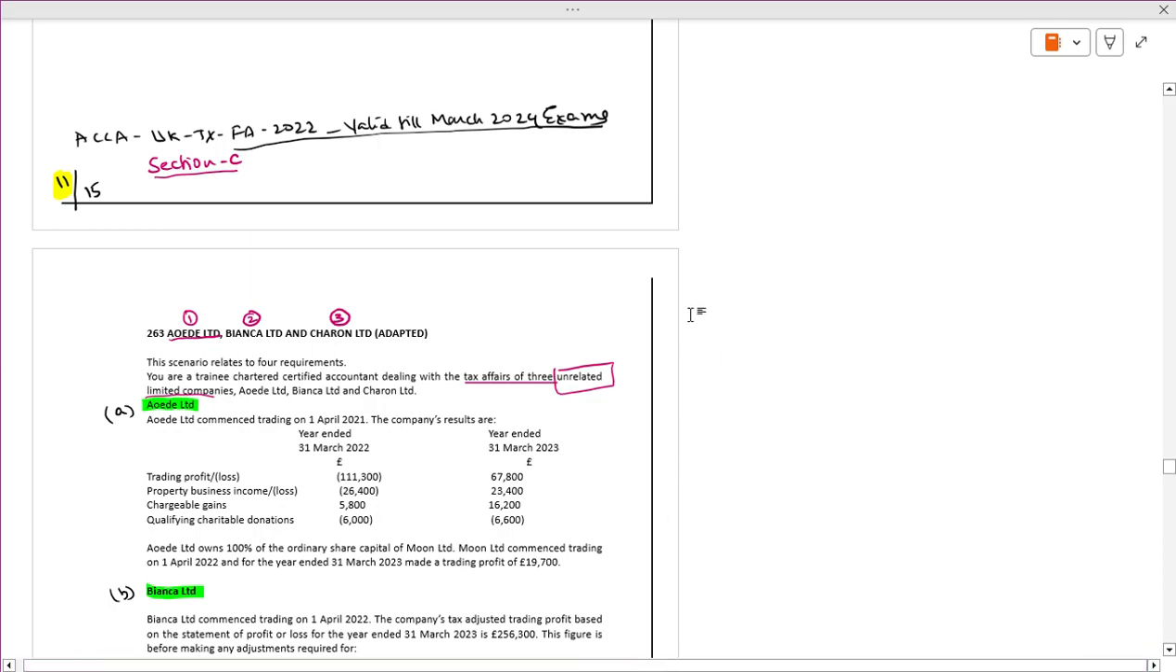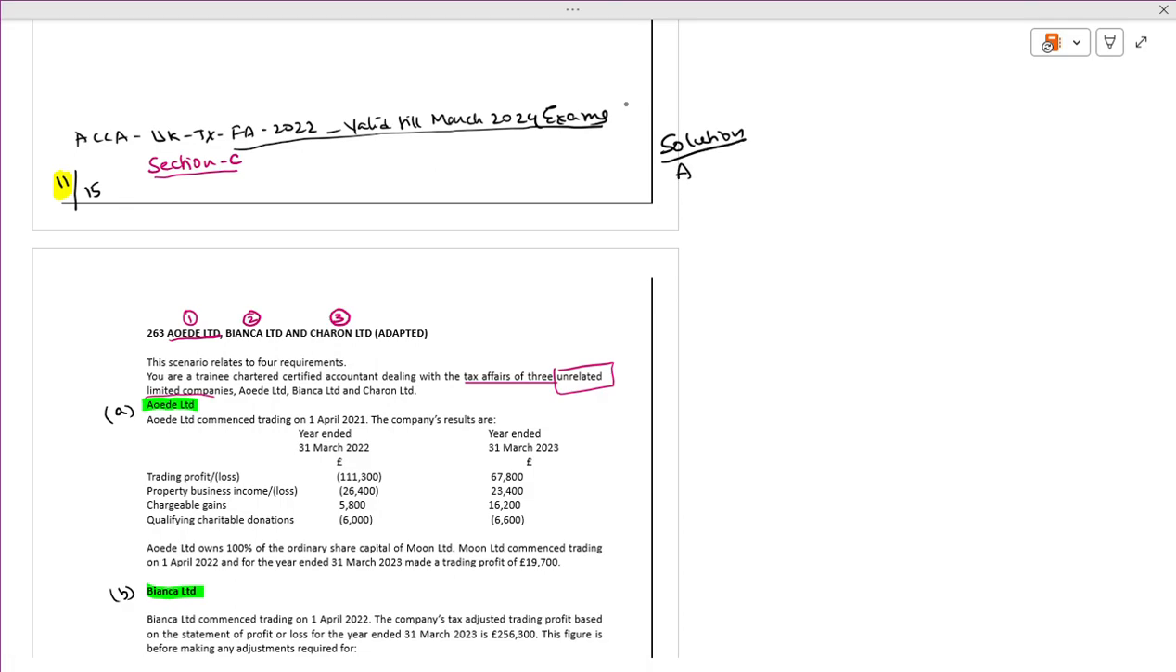Fine. Once we are talking about the taxable total profits, what do we have to do? First, we have to take into consideration solution A.1, Aoede Limited, taxable total profits. I'm a little bit slow here. Okay, you have to be very specific.